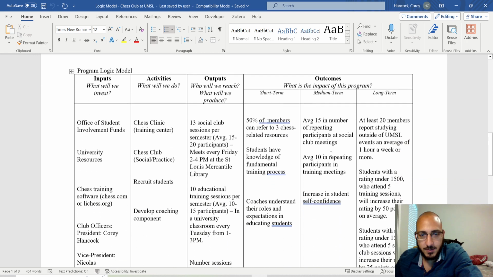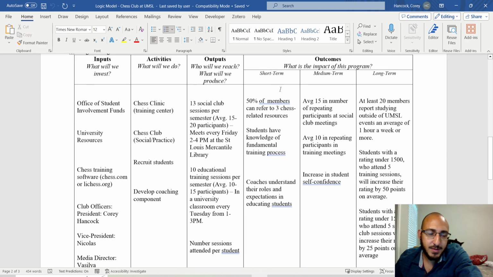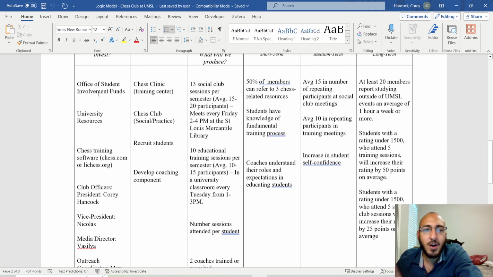Okay, so back to the official logic model. I had some fun with this. In the inputs, this is post feedback from our professor. So starting with the inputs, of course, we have the Office of Student Involvement. They are the organization that oversees all of the clubs at the university.